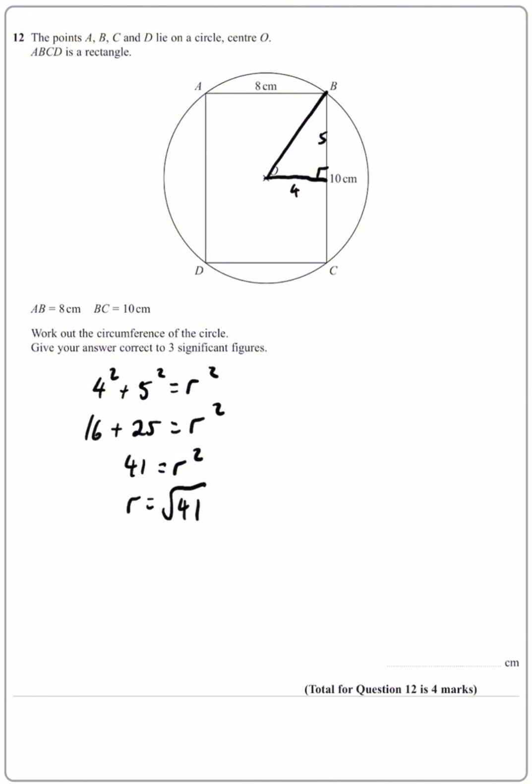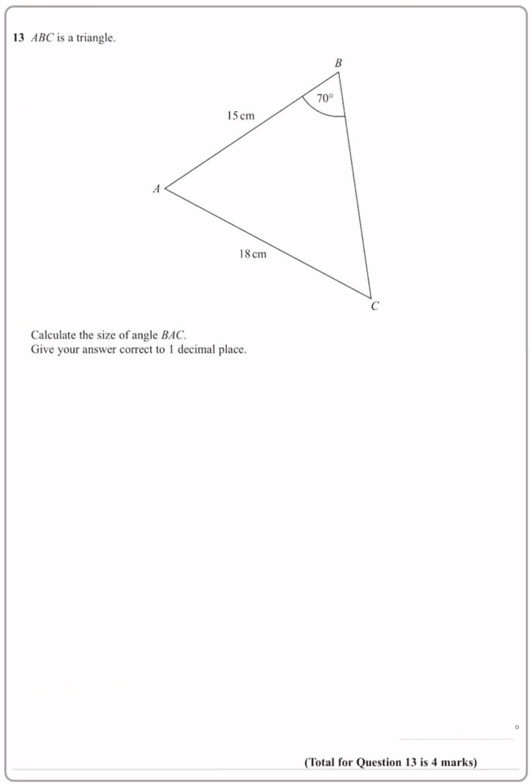To find the circumference of a circle, we do 2 pi r, 2 times pi times the radius. So 2 times pi times the square root of 41, which comes out as 40.2 centimeters.